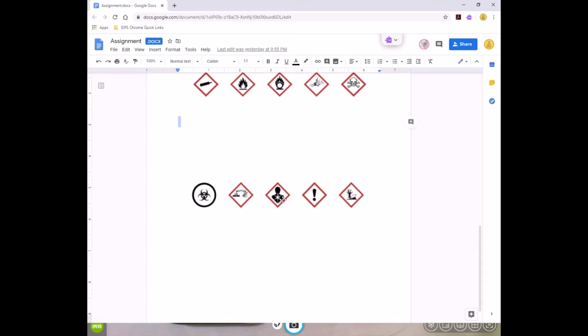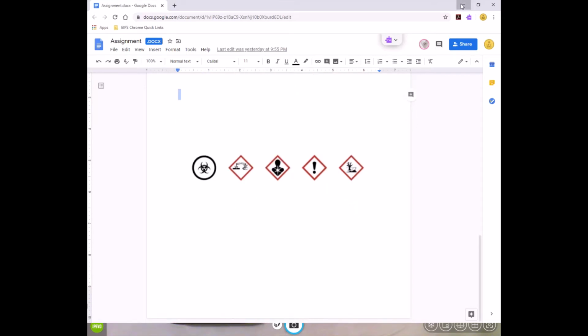Drinking acid would be bad for you. It probably wouldn't kill you immediately if it wasn't too strong. And this is just to point out that it's got dangerous effects, toxic effects. And this would be environmental effects like mercury. Okay, so that's the assignment from yesterday.